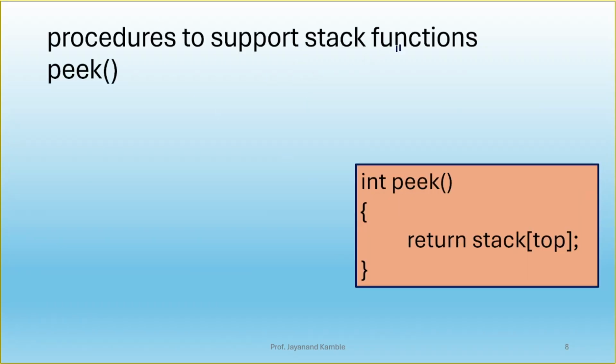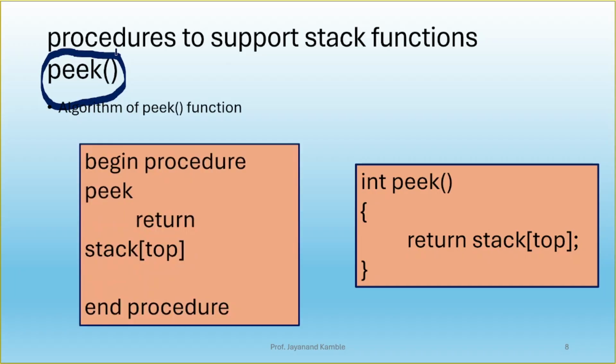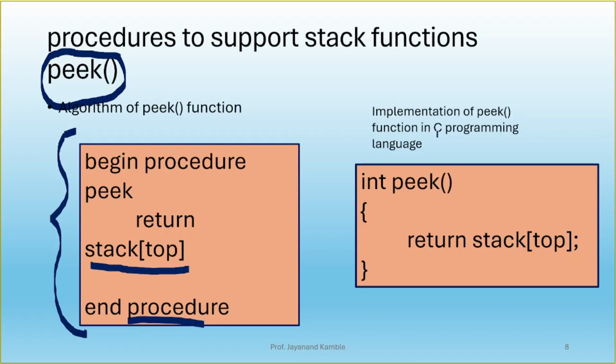Now, procedure to support stack operations. The first operation that we are going to see is the peek operation. Here the algorithm is like: begin procedure peek, then return stack top, and end procedure. So here it is written in the form of pseudocode. We have already seen the meaning of pseudocode. Okay. Now the same code is converted into the C programming language.